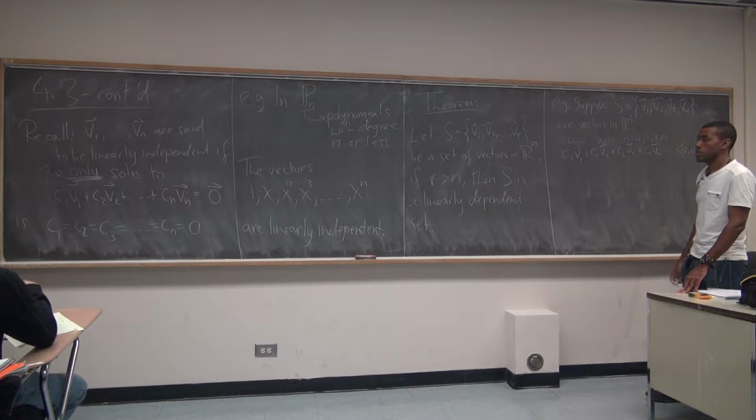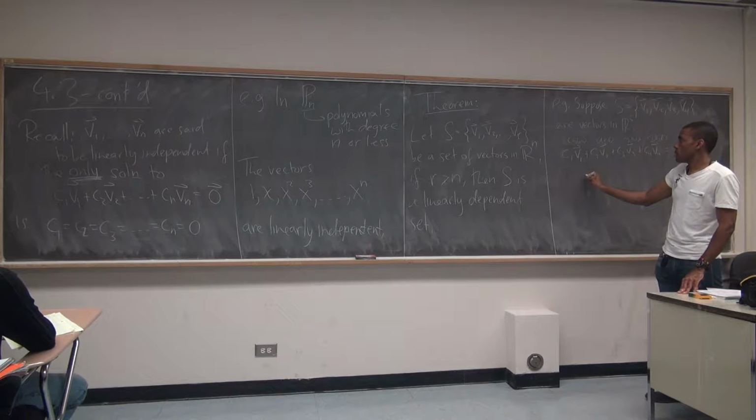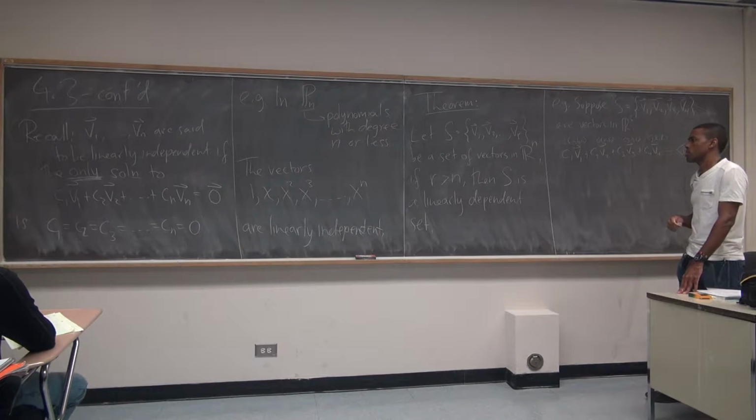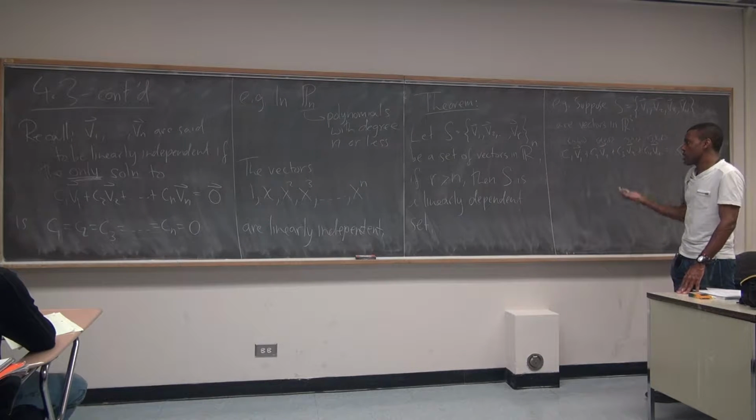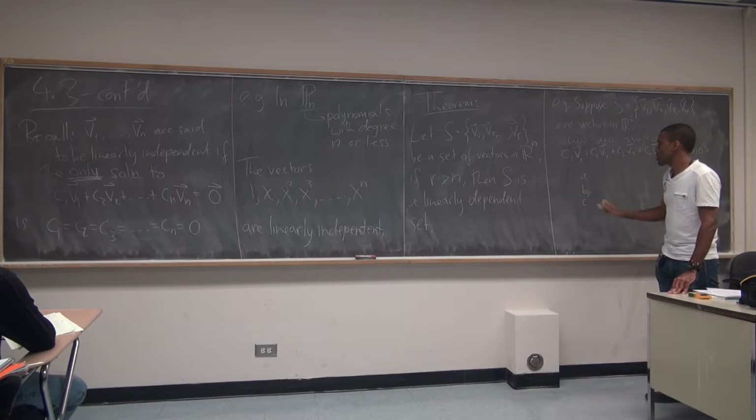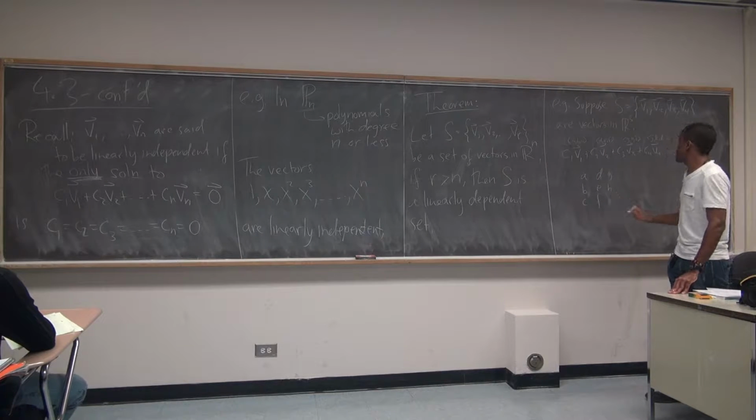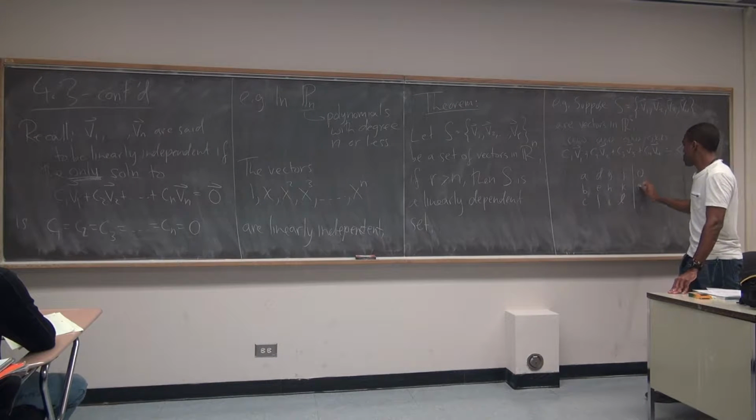C1 V1 is C1, equal 0, C2 V2. You would have a non-square matrix. What would the matrix look like? 3 rows and 4 columns, depending on how you arrange the vectors. One column is A, B, C, then D, E, F, then G, H, I, then J, K, L, and then this would be 0, 0, 0, right?